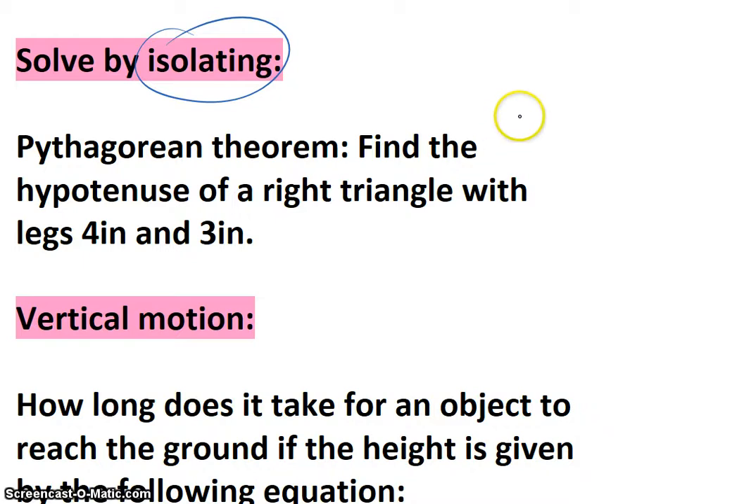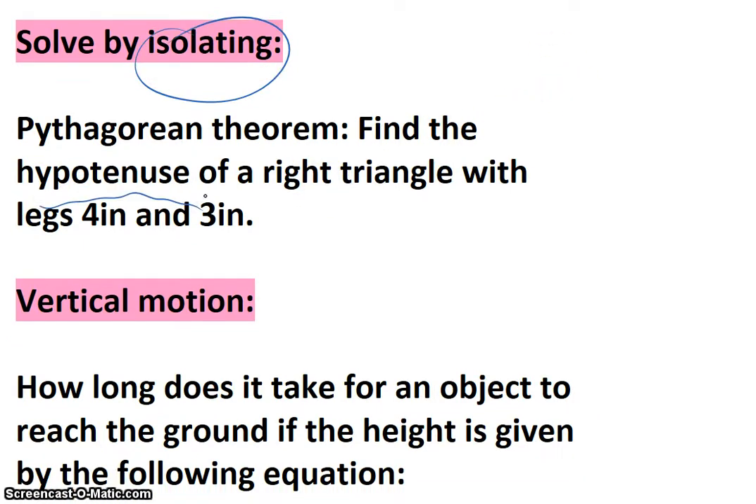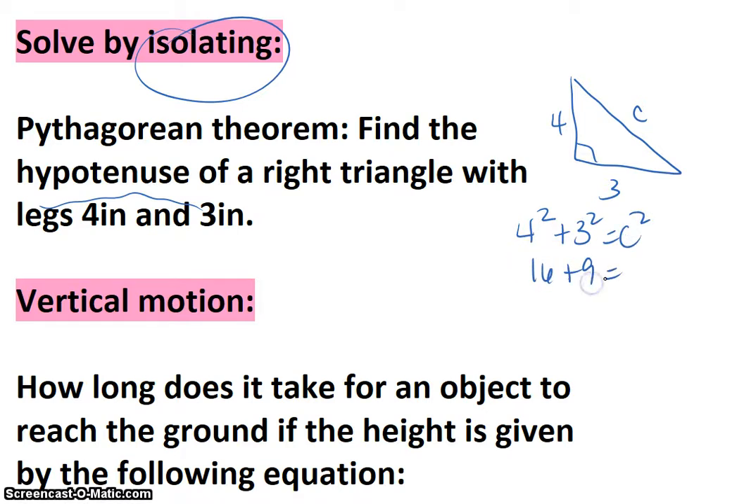For example, with the Pythagorean theorem, if I asked you to find the hypotenuse of a right triangle with legs 4 inches and 3 inches. So if we had a right triangle and we knew the legs were 4 and 3, how can we find the hypotenuse? Well, we're going to set up the Pythagorean theorem and do 4 squared plus 3 squared equals c squared. And that's 16 plus 9. And we keep following the process, we get 25. Now right here at the very end, we are going to isolate c. And the way we do that is by taking the square root of 25. And we know that c equals 5.